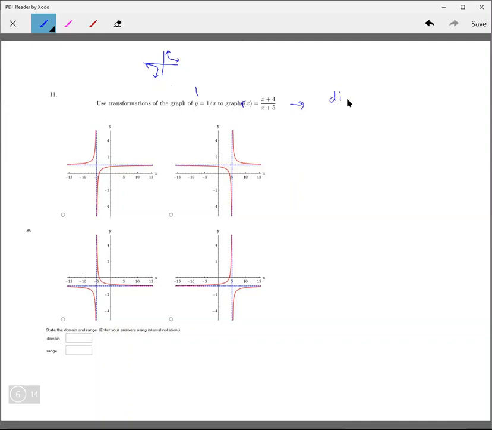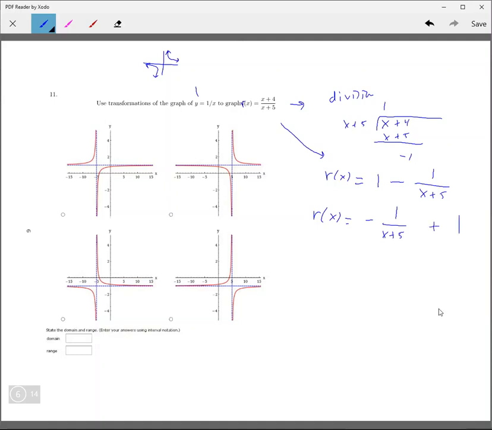Okay, so what you do with this one is you use the division. Okay, so you divide. So it's x plus 4 divided by x plus 5, right? So that's going to be a 1 there. Multiply those together, you get x plus 5. Subtract, that's a -1. So that means that this function here is actually 1 minus 1 over x plus 5. Okay, or let's write it this way, -1 over x plus 5 plus 1.